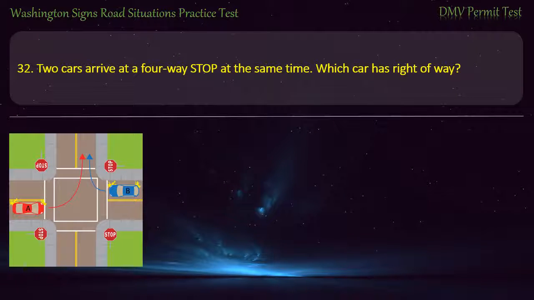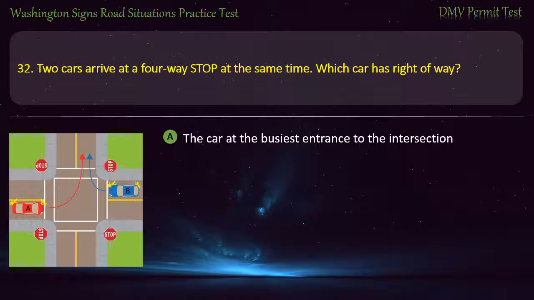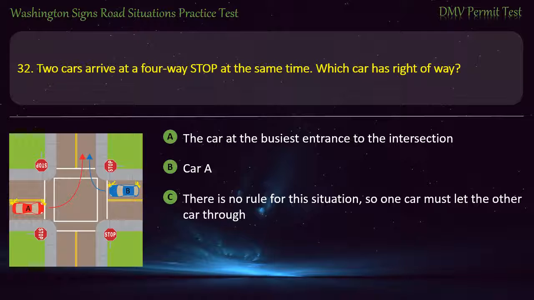Question 32. Two cars arrive at a four-way stop at the same time. Which car has right of way? The car at the busiest entrance to the intersection. Car A. There is no rule for this situation, so one car must let the other car through. Car B. Answer. Car B.